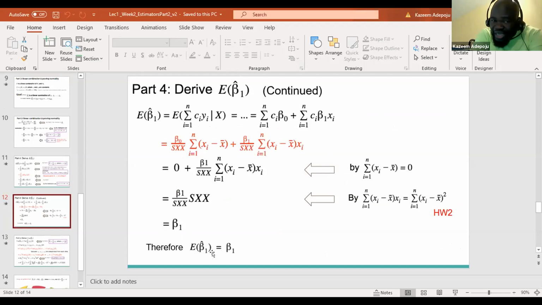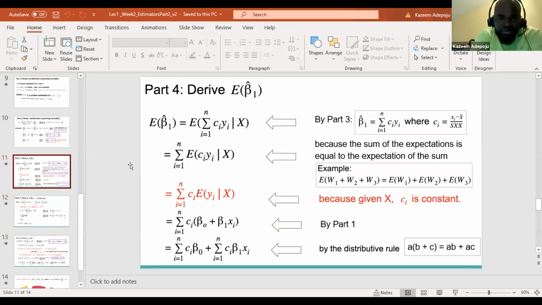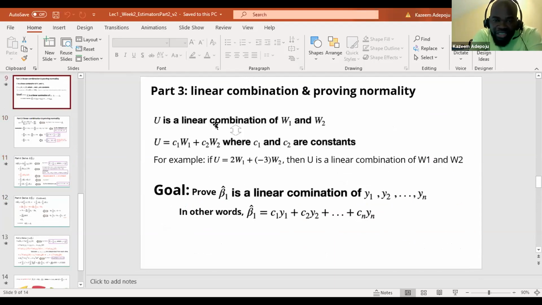How do we get here? I'm going to show you now. The expected value of beta 1 cap is going to be the expected value of, what is beta 1 cap? We said beta 1 cap is a linear combination of variables. Let me take you back to the linear combination that I talked about. Look at this side here. Beta 1 cap is a linear combination of variables. How can I write this in short form? It's summation C_i Y_i.